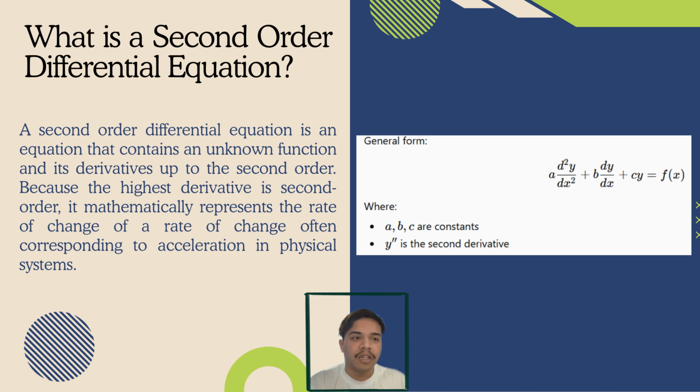I will be talking about the roots of the characteristic equation for homogeneous equations, which we have three cases: the first one is real and distinct, the second one is real and equal, and the third one is complex. So the first one is real and distinct.